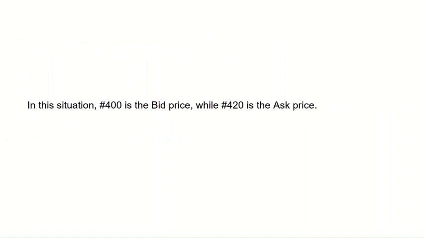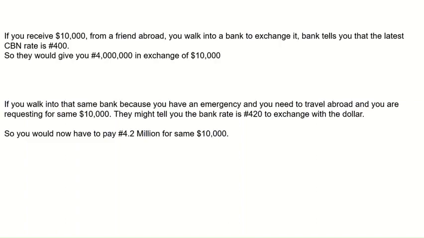In this situation, 400 naira is the bid price, while 420 naira is the ask price. Remember, I told you ask price is usually higher than bid price. So let's go back to the example. You receive $10,000 from your friend. Now, the CBN told you that 400 naira is the exchange rate if you want to exchange the dollar for naira. So now they give you 4 million naira in exchange for $10,000. So 400 naira here is the exchange rate, and it is the bid price. It is the price that the buyer, which is the bank here, is willing to pay to buy your dollar from you. I hope you get it now.